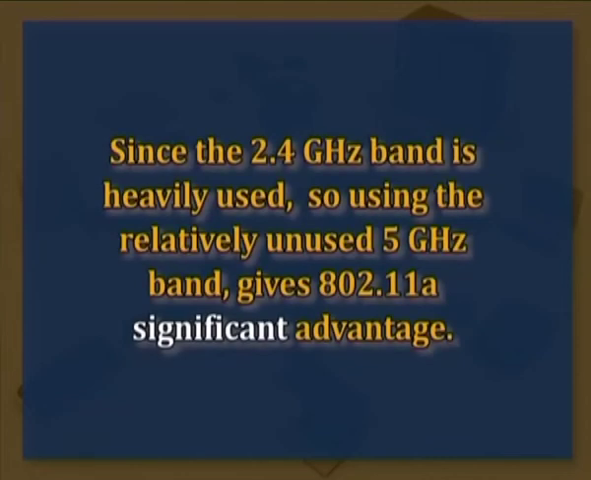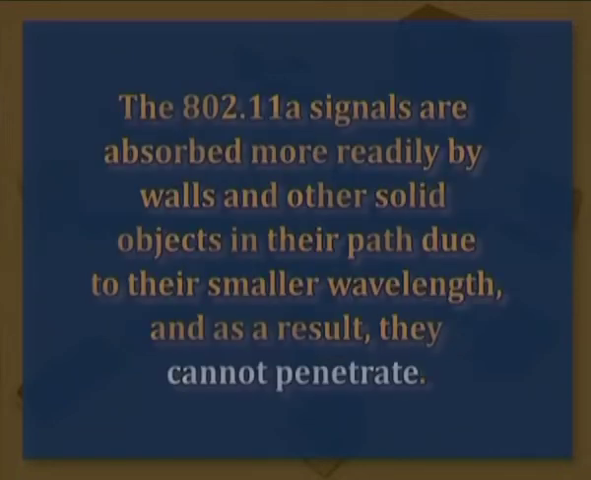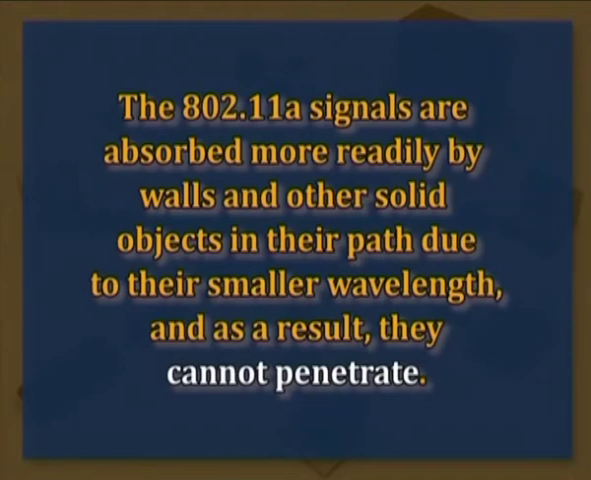Since the 2.4 gigahertz band is heavily used, using the relatively unused 5 gigahertz band gives 802.11a a significant advantage. In theory, 802.11a signals are absorbed more readily by walls and other solid objects in their path due to their smaller wavelength, and as a result they cannot penetrate as well.